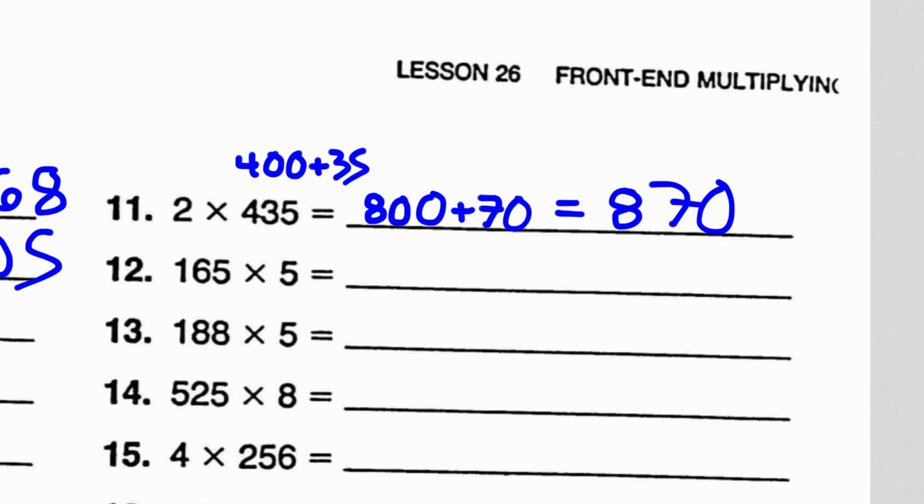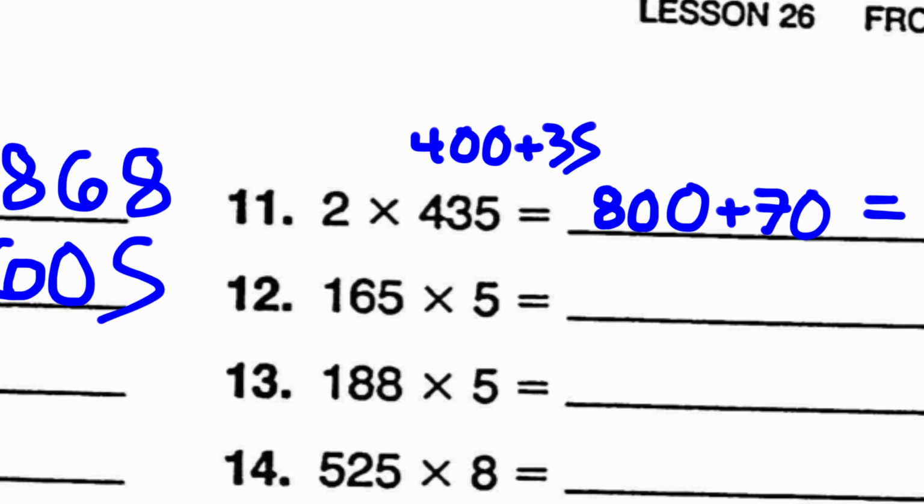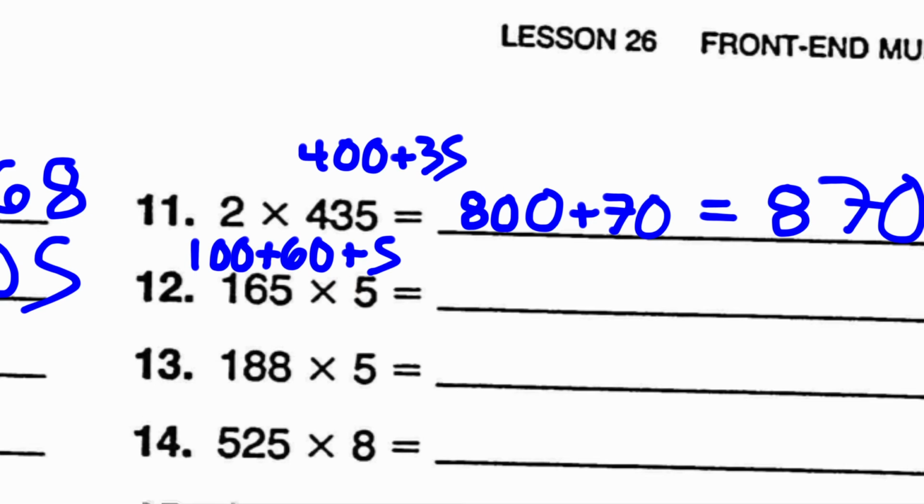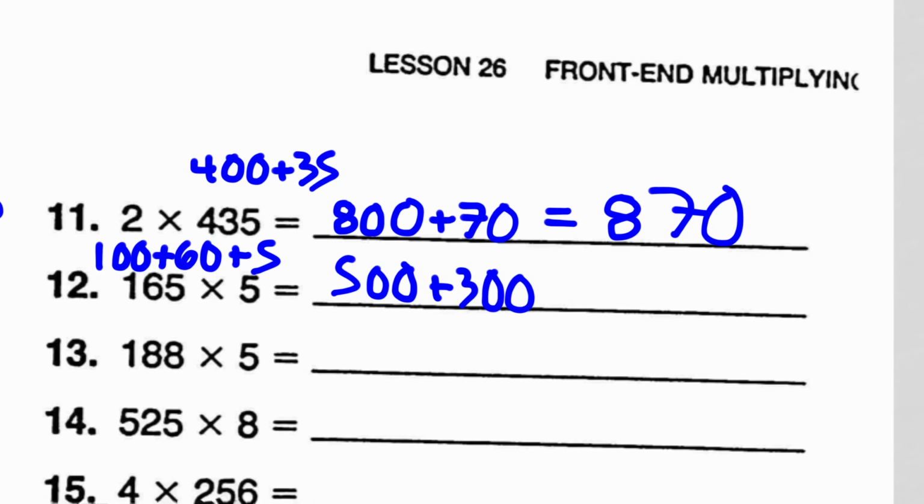Or you might find it easier. It's often easier to break it up into 3 parts. So 165 times 5. Well, break it up into 100 plus 60 plus 5. 5 times 100 is 500. 5 times 6 is 30. Tack on the 0 for 300. And then 5 times 5 is 25. Add those up and you get 825.